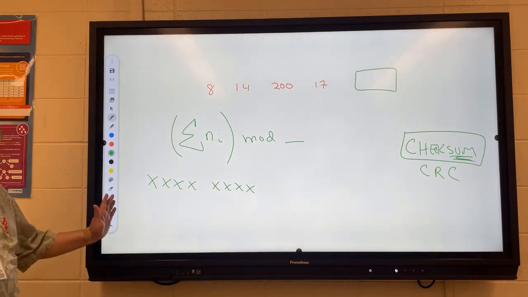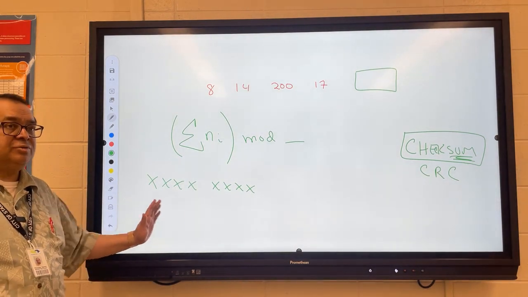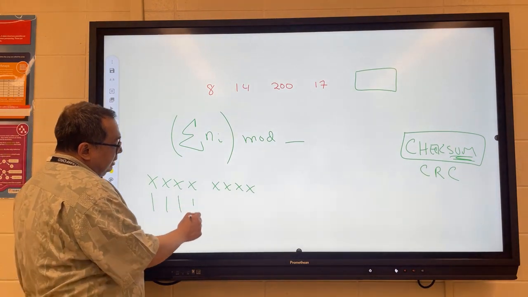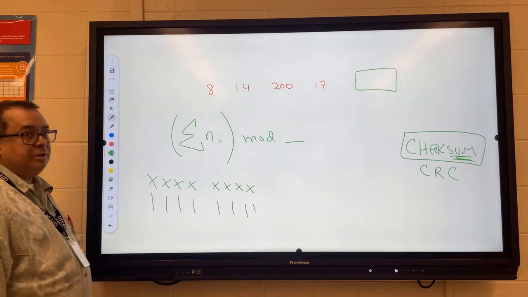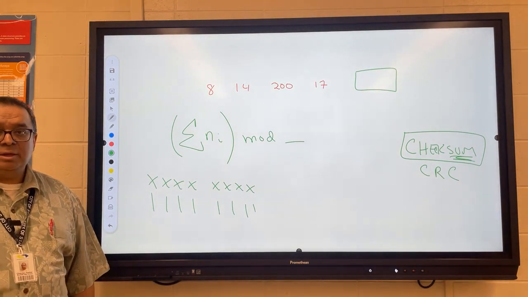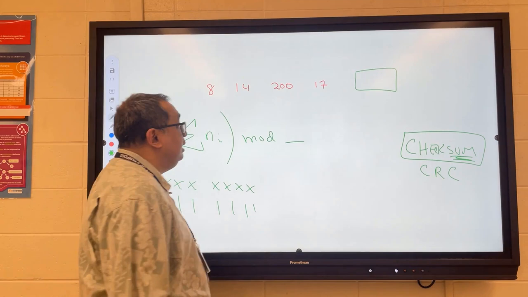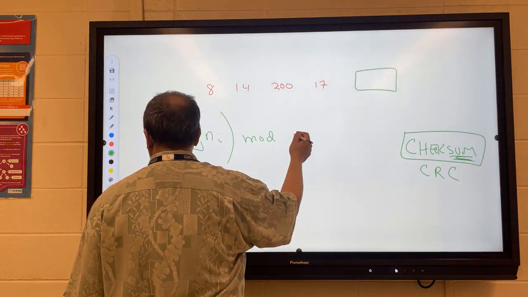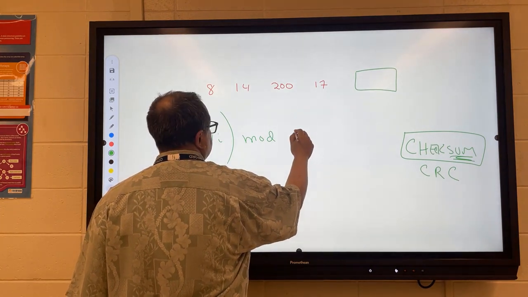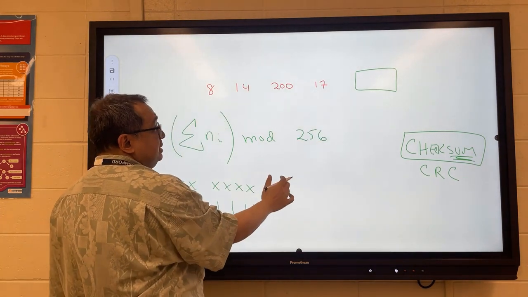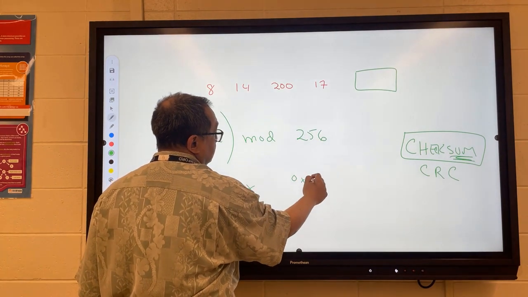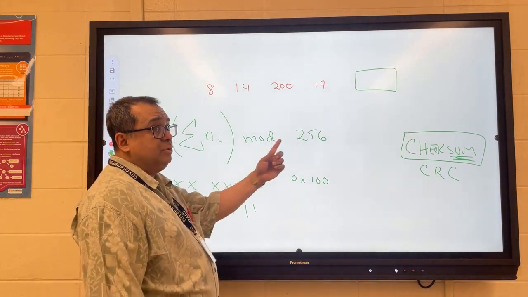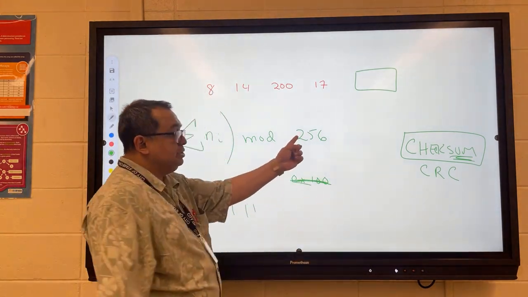So what is the largest number that I can transmit in 8 bits? What is this number right here? What number is that? Yes, it's 255. So typically, we would mod or divide by 256. And if I was writing this using hexadecimal, it would be like this. But right now, I'm doing the whole problem for you in decimal, so we'll just use the 256.